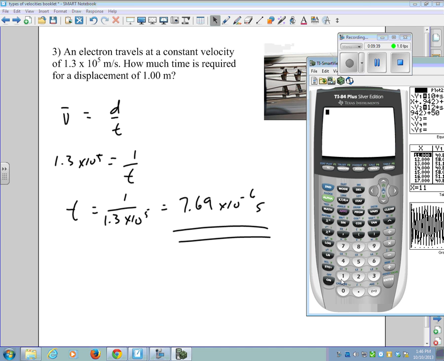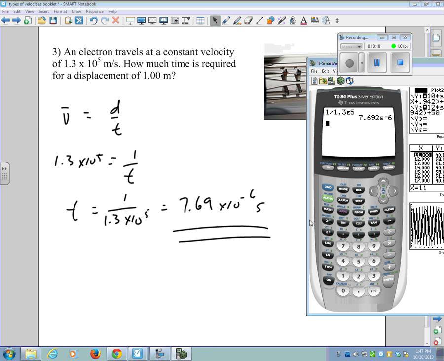So it'll be 1 divided by 1.3 exponent times 10 to the minus... You don't have to go times 10. Do not do that on your calculator. And then it's 5. Okay, my calculator puts it in automatic scientific notation. If yours doesn't, I can show you how. The answer is 7.69 times 10 to the minus 6.